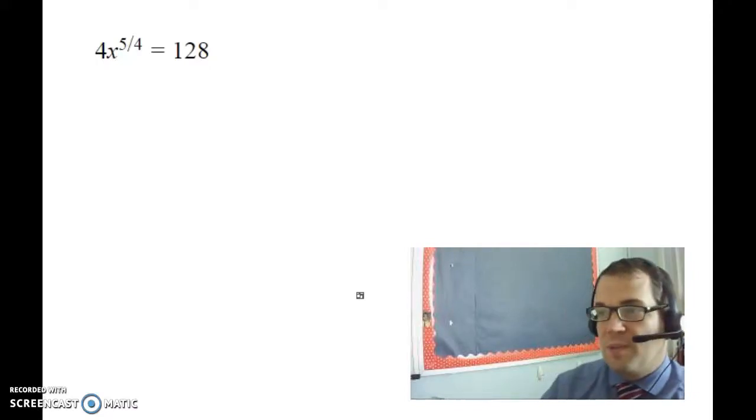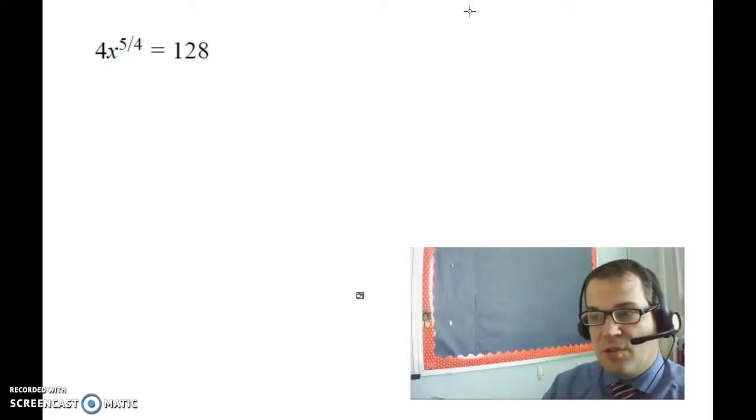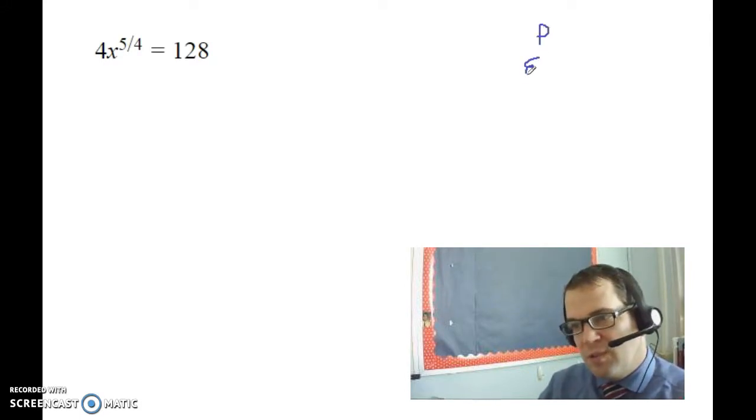We have an equation with some exponents in it. Those exponents are fractional. That doesn't matter. It doesn't change what we do. Anytime we're solving an equation, we start by trying to do the order of operations in reverse.